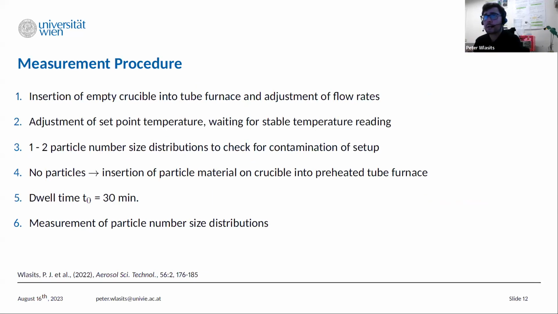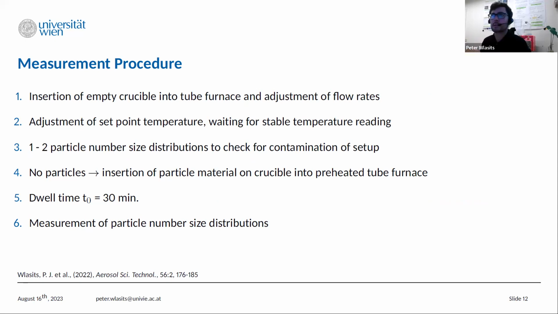It was important to stick to a certain measurement procedure to be able to assess the reproducibility and especially the stability of the measurements. And that measurement procedure you see outlined here. And I want to discuss that briefly also.